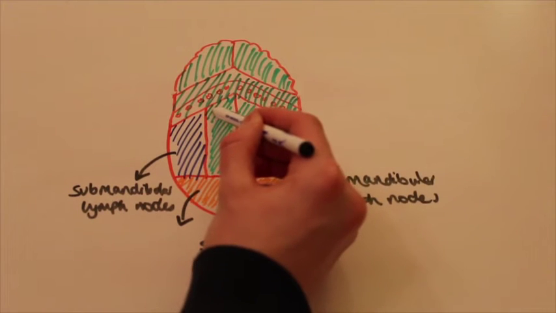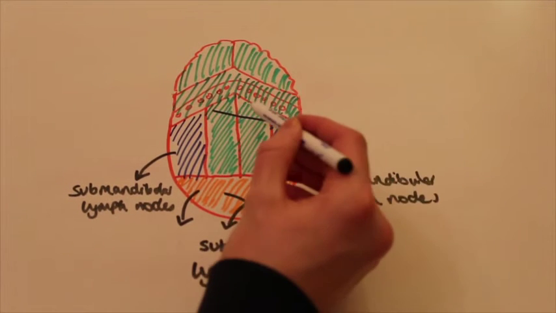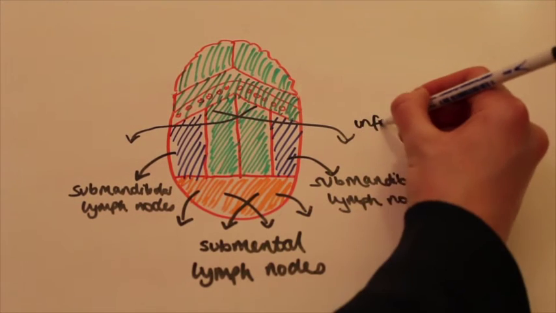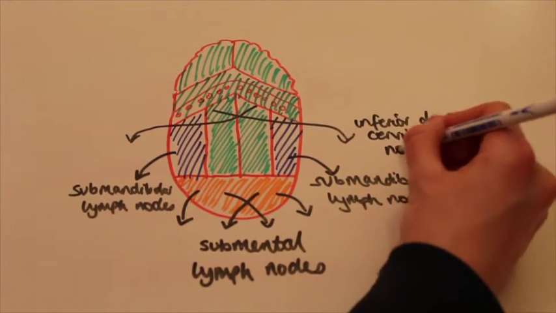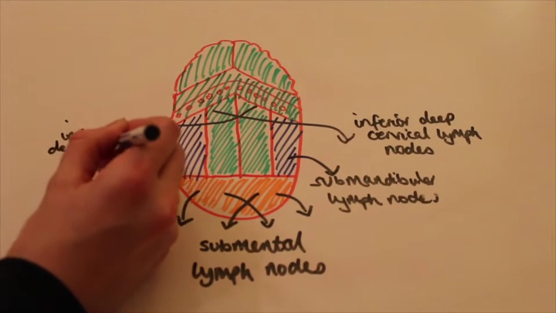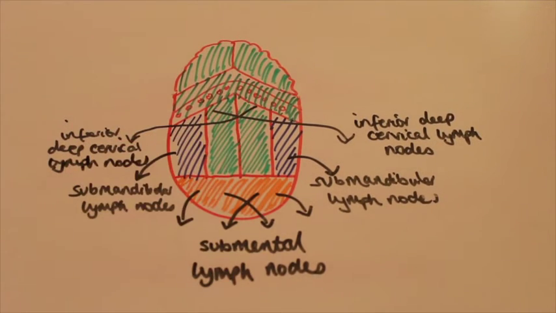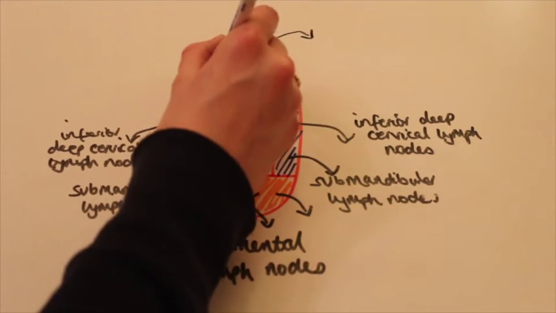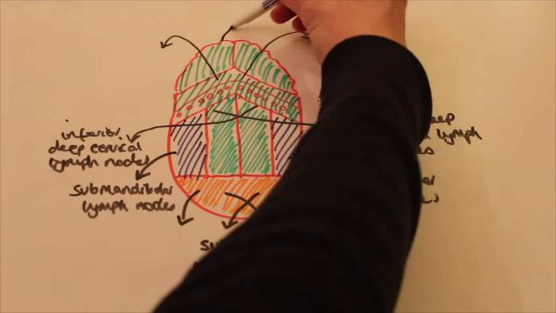Lymph from the medial part of the body of the tongue drains bilaterally and directly to the inferior deep cervical lymph nodes. And lymph from the root of the tongue drains bilaterally into the superior deep cervical lymph nodes.